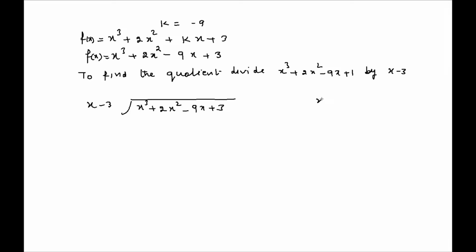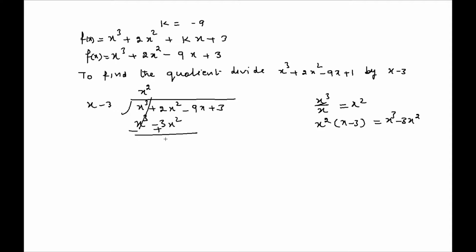So write the first term of the dividend divided by the first term of the divisor. So x cube by x is equal to x square. So that is the first term of the quotient. So x square, multiply x square with x minus 3. I'll have x cube minus 3x square. Change the sign, the first term is cancelled. You will have 5x square minus 9x plus 3.